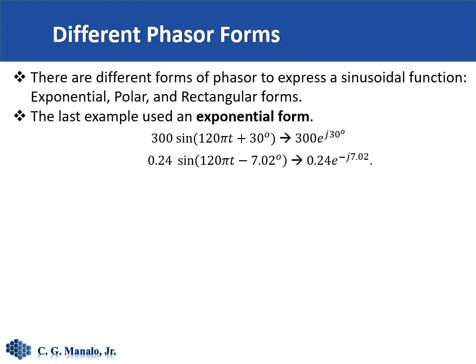Phasors can be written in different forms. So we have the exponential, polar, and rectangular forms. In our last example, our source in time domain, which is a sinusoidal source, is converted into a phasor equivalent, which is this one, which is really the exponential form for obvious reasons. Our response in time domain form is this form in phasor, which is also in exponential form.